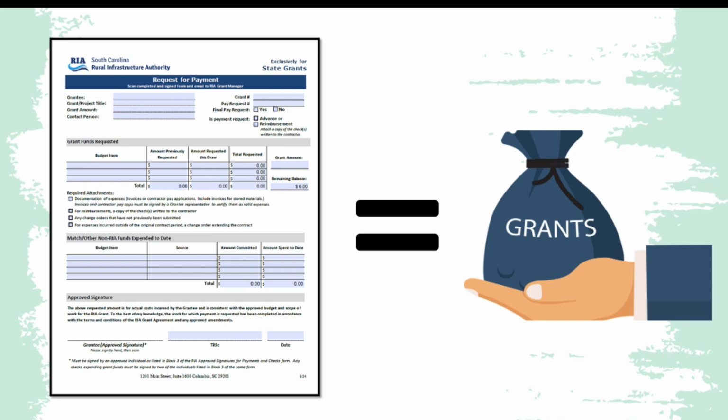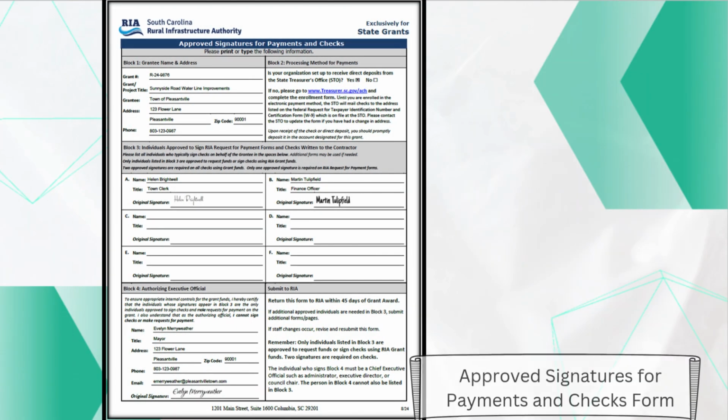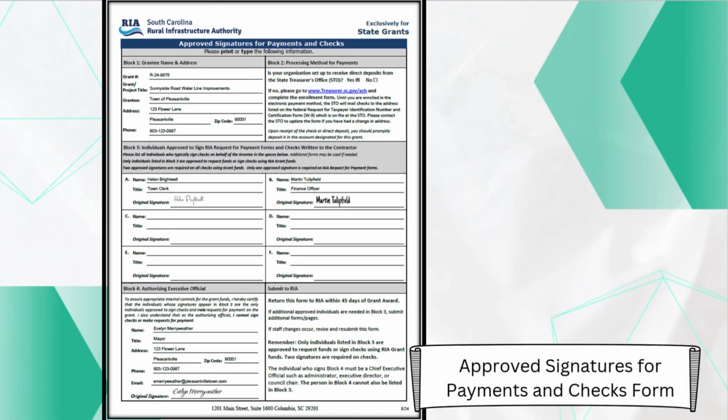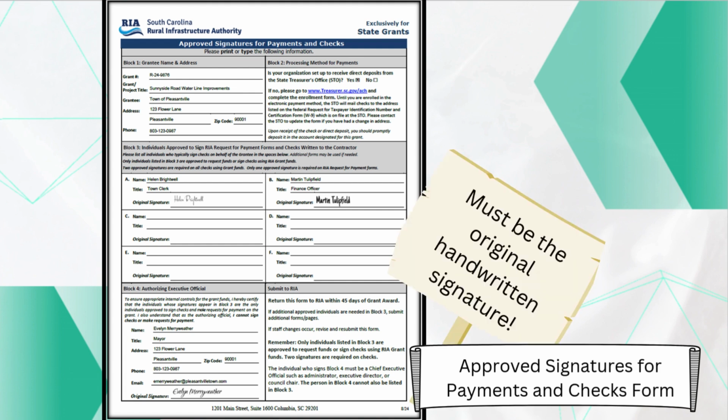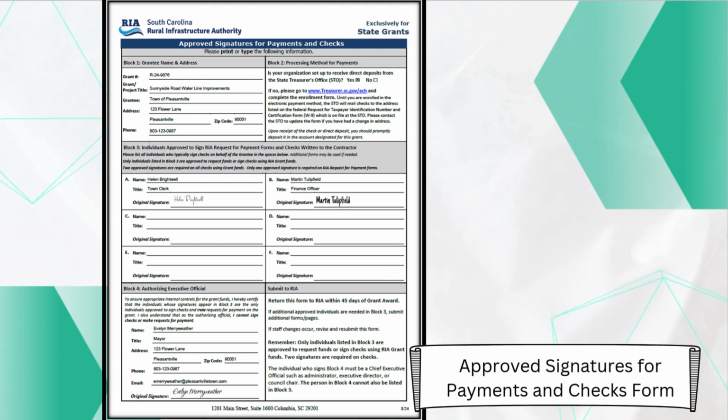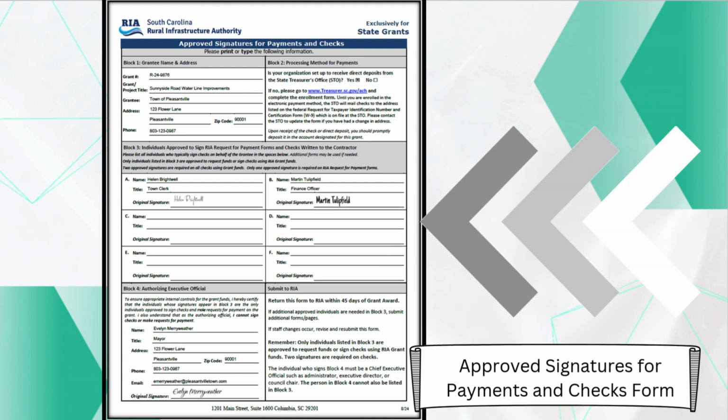If you're ready to draw down grant funds, this means that the following grant tasks have already been completed or taken place. First, the grantee has submitted the authorized approved signatures for payments and checks form with original wet signatures. Block 3 of this form identifies those individuals who can either request the payment or sign the checks written to the contractor.